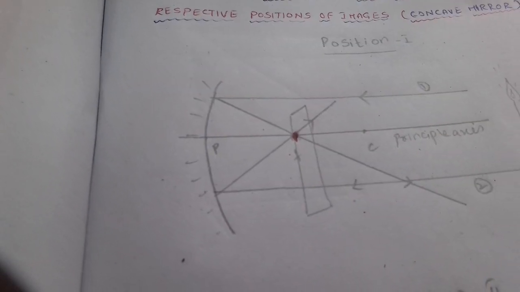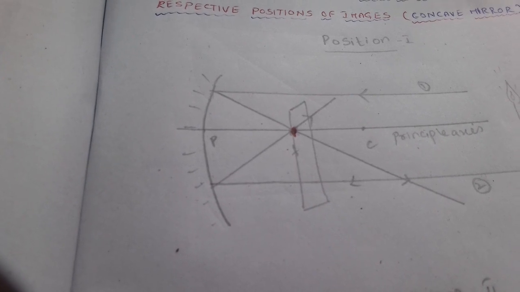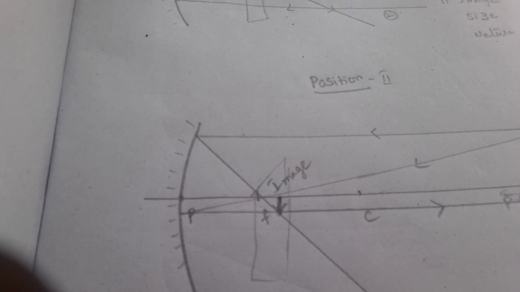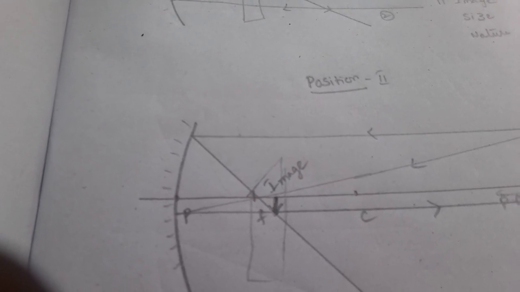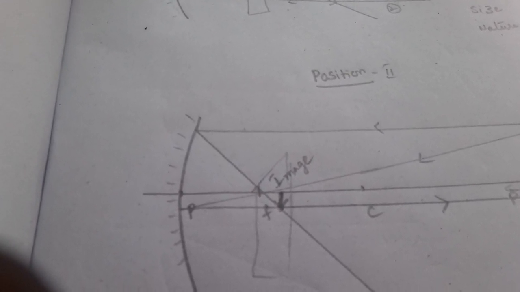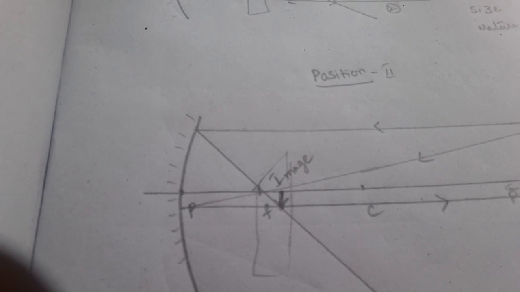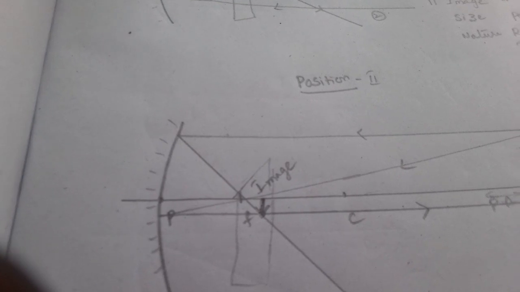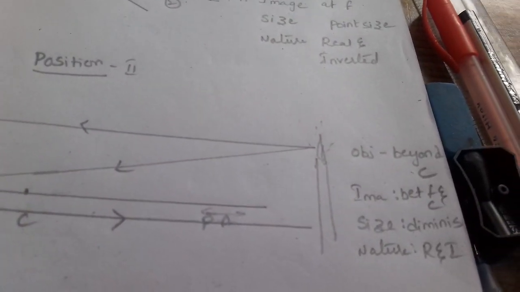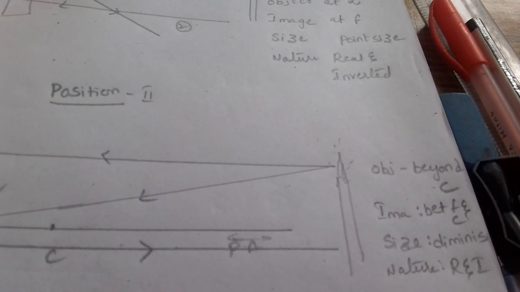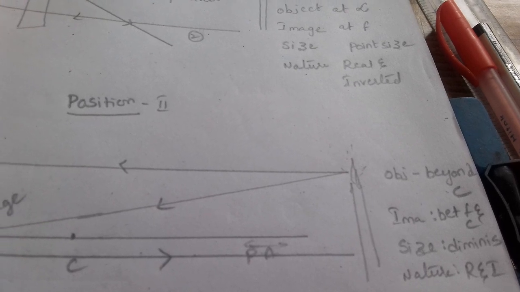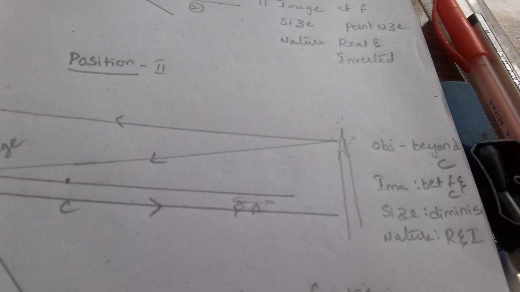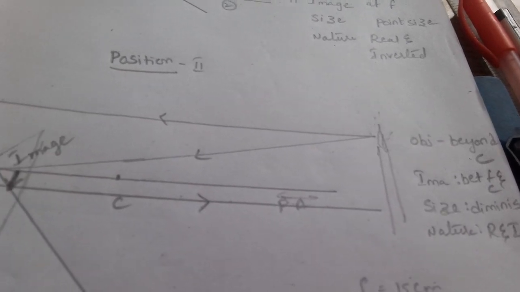In the previous case it is very small, which is called point size. Here the size is a little bigger comparatively. Before it is point size, and now it is called a diminished image. So if the object is beyond C, the image is formed between F and C, and the size is diminished, and the nature of the image will be real and inverted.